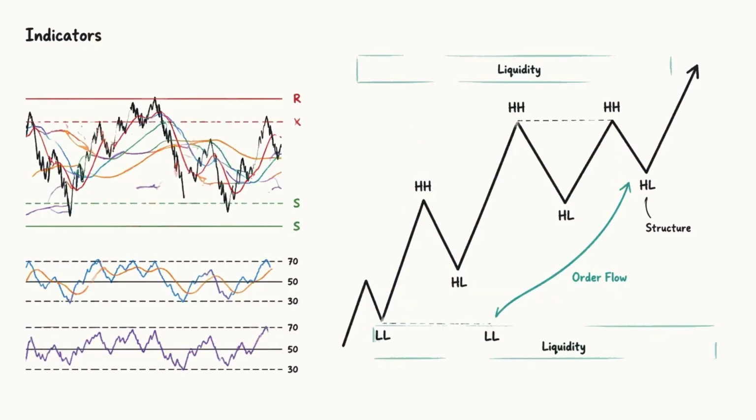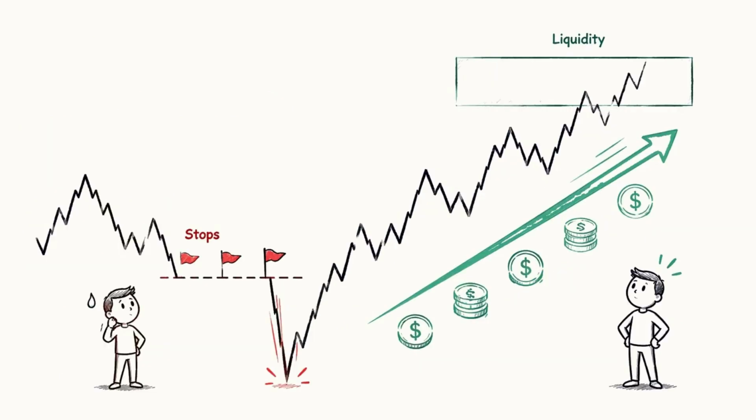Instead of following indicators or basic support and resistance lines, you learn to think like the institutions. You start reading the market through the lens of liquidity, order flow, and market structure. Once you understand what the institutions are doing, you stop being the person getting hunted, and you start positioning alongside the money that actually moves the market.